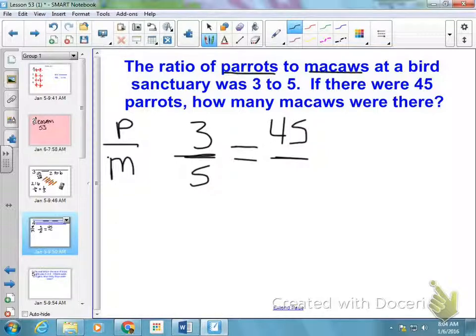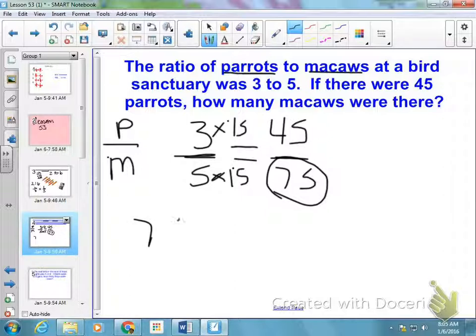Okay, well I remember I can multiply 3 by 15. So if I do that to the top, I can do it to the bottom. So 5 times 15 equals 75. Now my answer is not 45 over 75. My answer is how many macaws were there. And how many macaws were there? 75. So make sure you write 75 macaws. Sorry, my pen is not working today.